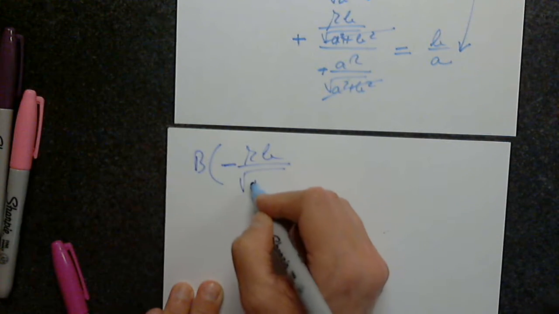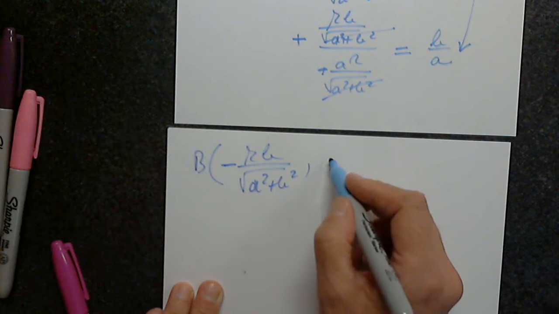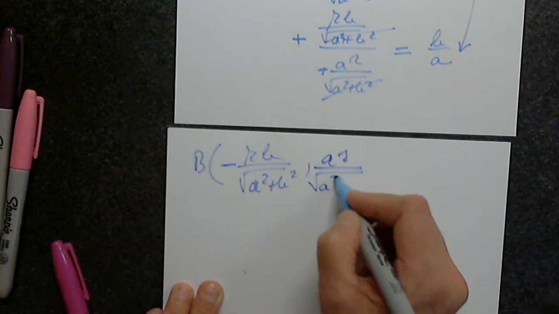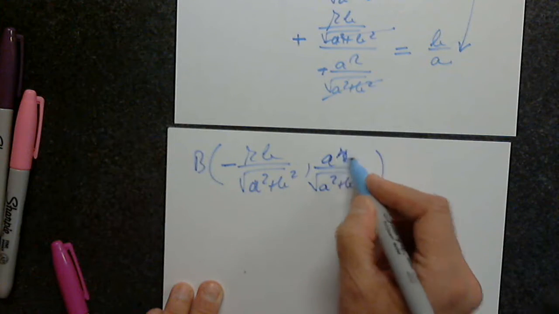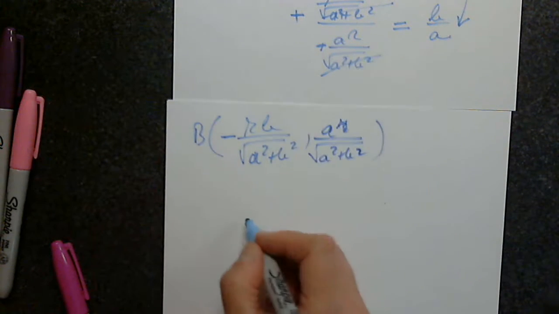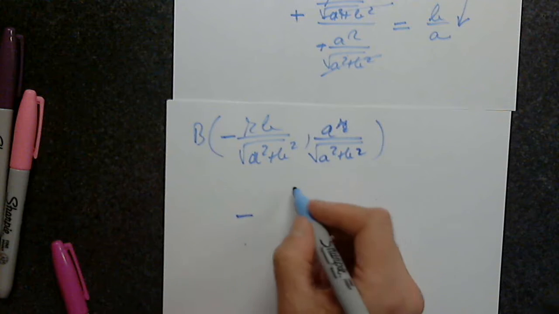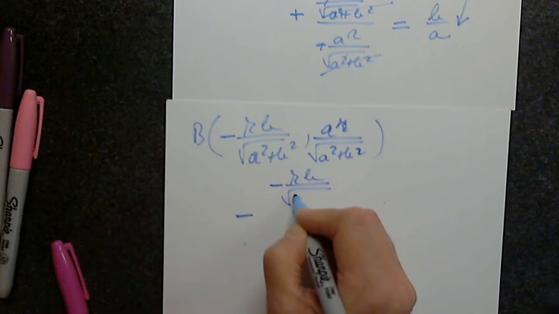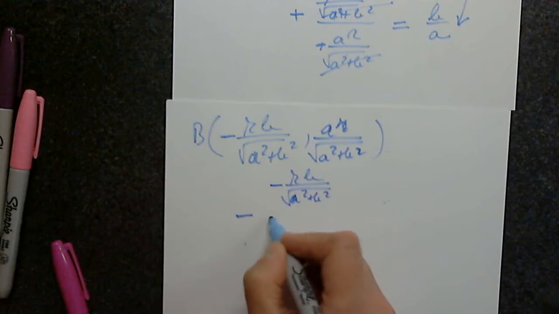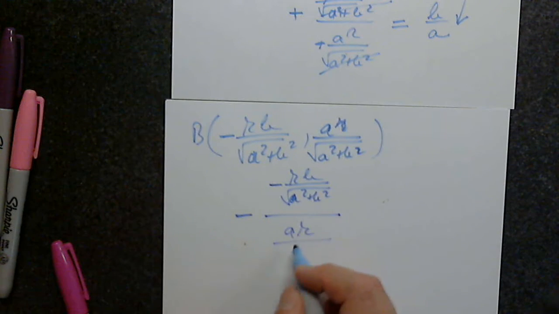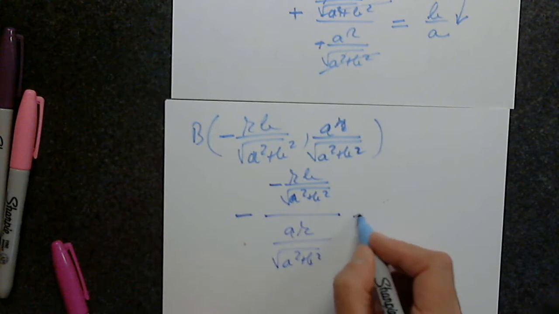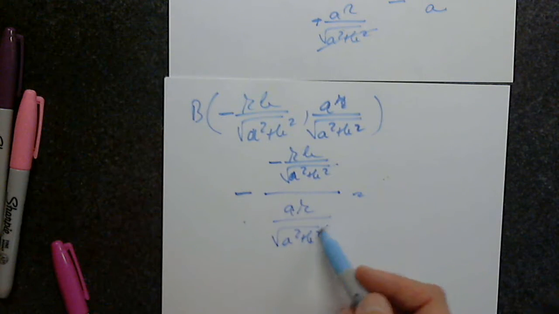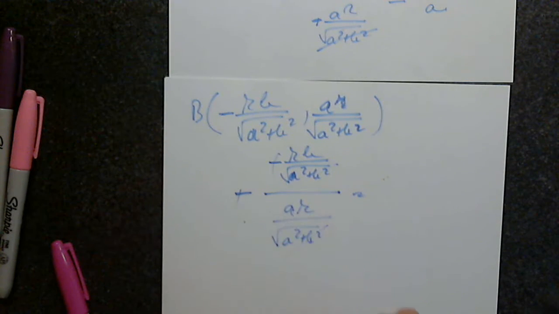-RB over the square root of A squared plus B squared, comma, AR over the square root of A squared plus B squared. And I have to put x at the top. -RB over the square root of A squared plus B squared over AR over the square root of A squared plus B squared. So the denominators will go away, the signs will change into plus, the R with the R will go away, and as expected, the answer is B over A.